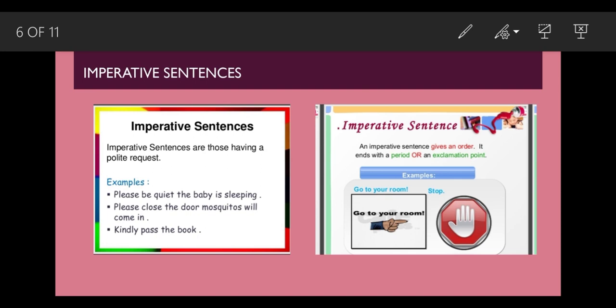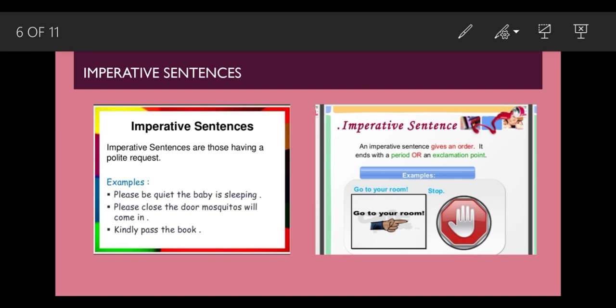This is a wish. Now, children, let us see few more examples. Please be quiet. The baby is sleeping. Please close the door. Mosquitoes will come in. Kindly pass the books. In these examples, you can see the words please and kindly are used. So these sentences are making a polite request.